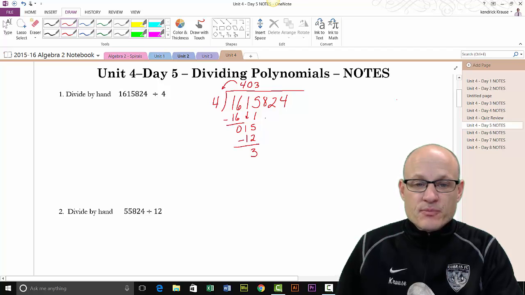Bring down the 3. Subtract. Now I'm going to bring down the 8. How many times does 4 go into 38? It goes in 9 times. 4 times 9 is 36. Then we subtract. 2. Bring down the 2.